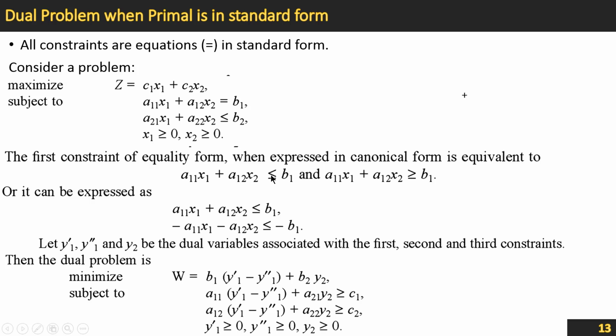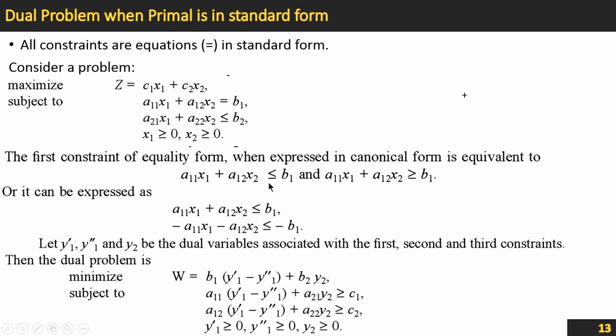It is not possible that less than and greater than both can exist simultaneously, so among these two only equal to will hold. So this is equivalent to these two inequalities. Now this one is already less than or equal to, and we have to convert the other one into less than or equal to. So you have to apply a minus sign here. So we have got it. Now we have introduced 3 variables, right? Because there are 3 constraints, so 3 variables: y1 prime, y1 double prime, and y2.